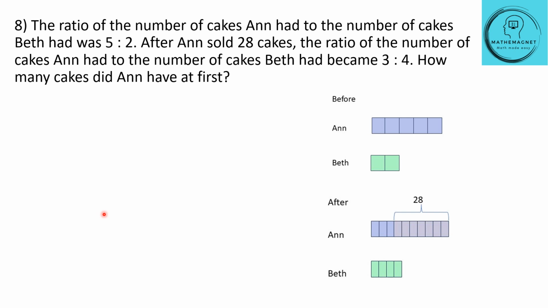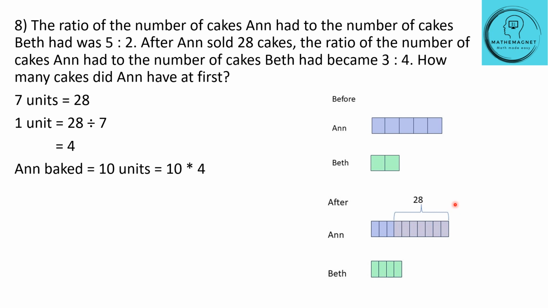Now she's got 3 units left. So instead of the initial 5 units, it becomes 10 units, and of the 10 units she's left with 3 units. So the remaining 7 units is the amount of cake that she has sold, which is equal to 28. So we can say 7 units is equal to 28. 1 unit is equal to 28 divided by 7, which is equal to 4.